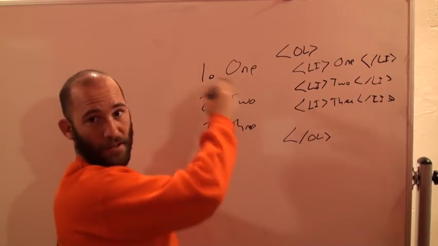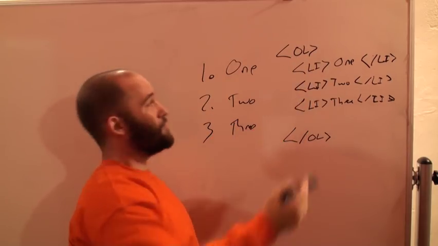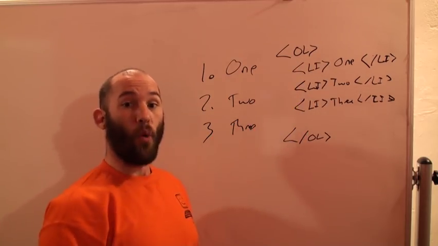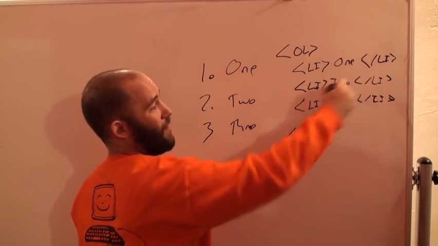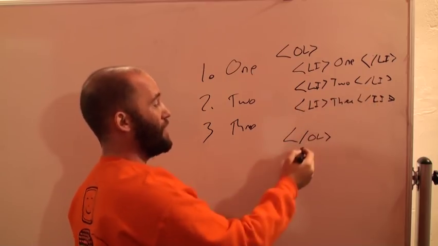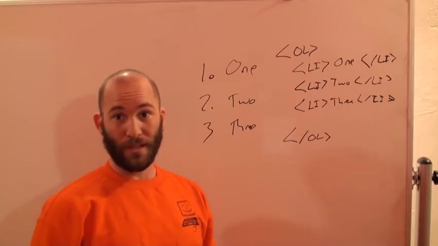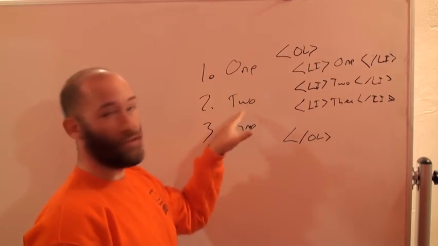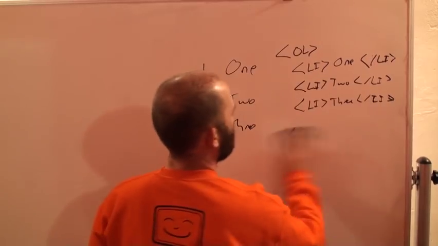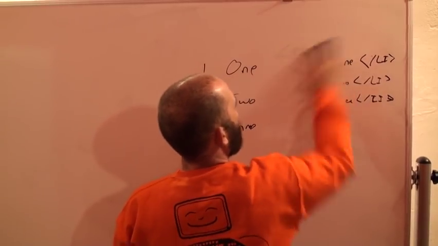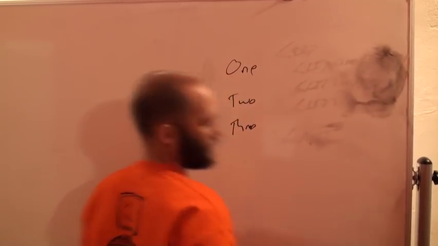So, if you wanted to create a 1, 2, 3 list, you would open it with an OL for ordered list. You would do LI 1, close LI, LI 2, close LI, LI 3, close LI, and then you would close the entire list with slash ordered list. This would give you a 1, 2, 3 list. Pretty simple.